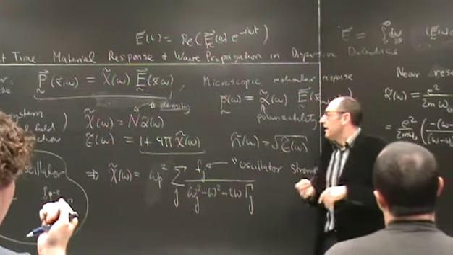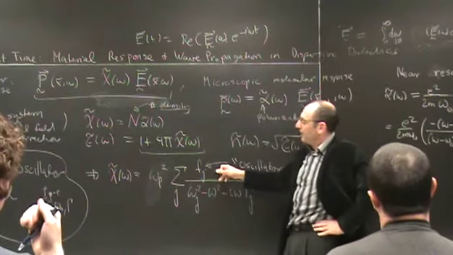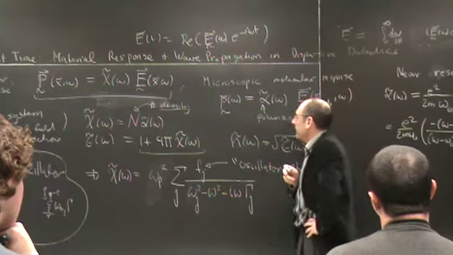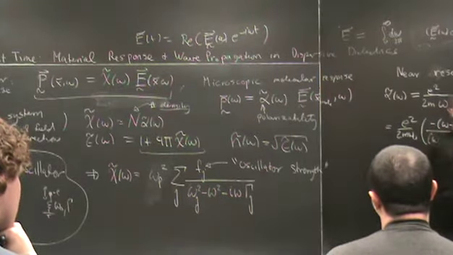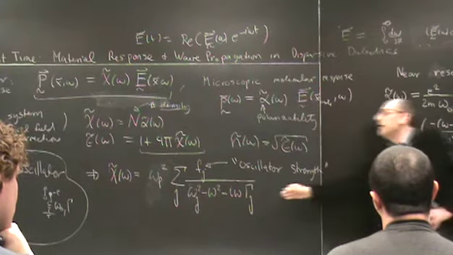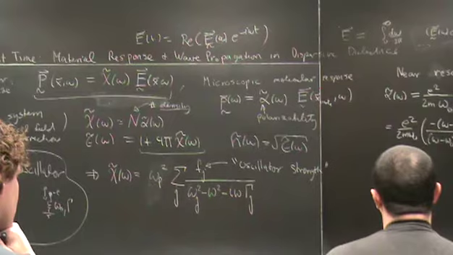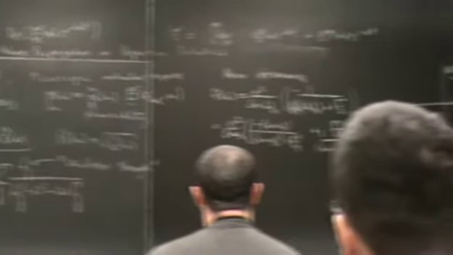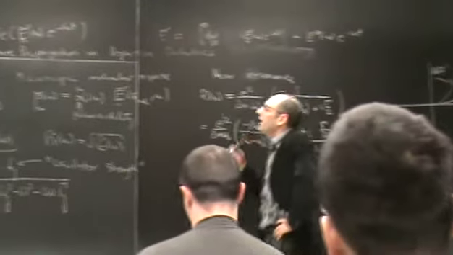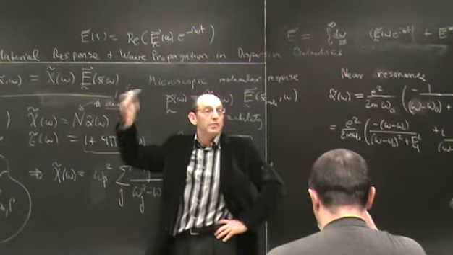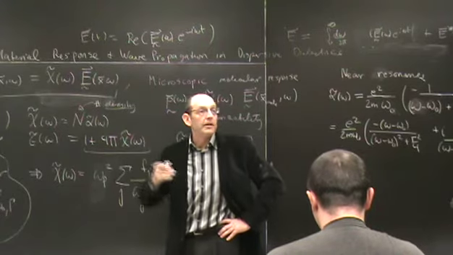Okay? Now, I should say, and something we're going to study in homework, that as we discussed last time, the real part of chi is related to the dispersion of the wave, and the imaginary part is related to the amount of energy that's transferred between the wave and the medium.